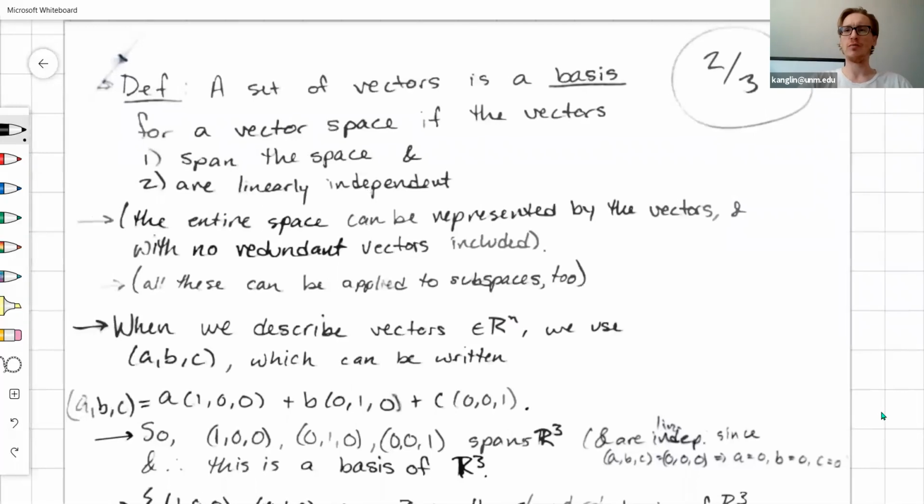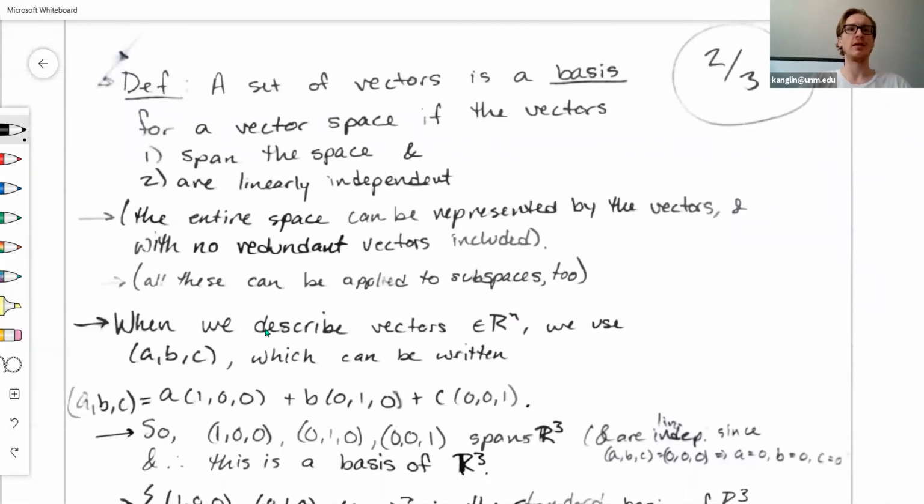Now let's get into kind of playing with this idea a little bit of a basis. For example, when we describe vectors in R3, we use something like an ordered triple, (a, b, c), which can be written as a times (1, 0, 0) plus b times (0, 1, 0) plus c times (0, 0, 1). Right? Very easily, you can decompose a vector of this form into a sum of three vectors.